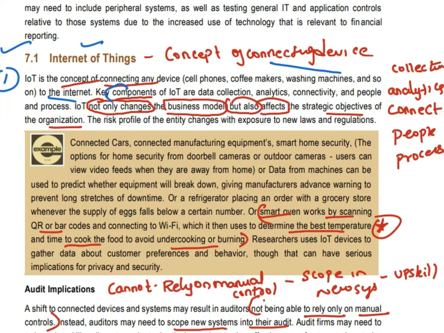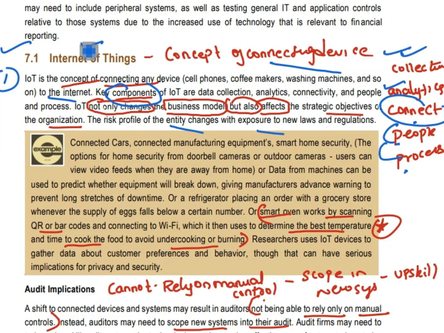What is your second point? Second point, what are the key components of your Internet of Things? So the key components are, you are going to collect the data, analyze that data. You should have the connectivity between the people and the process. Okay, collection, analytics, connectivity, people, process. This is your second point. And the last point is that Internet of Things is not only going to change your business model but also your strategic objectives of the organization, and you are going to have new exposure to the new laws and regulations also, right?